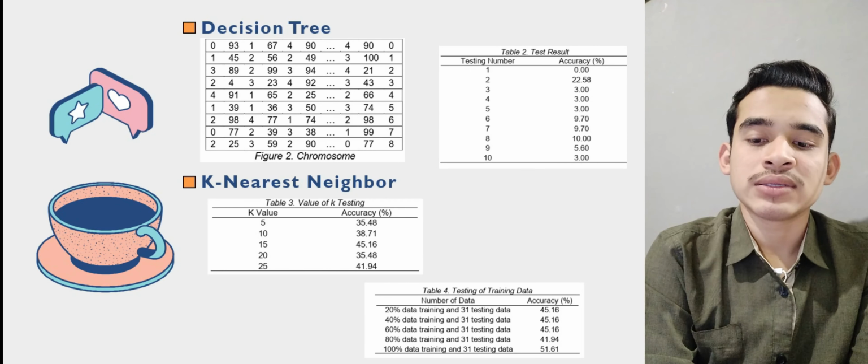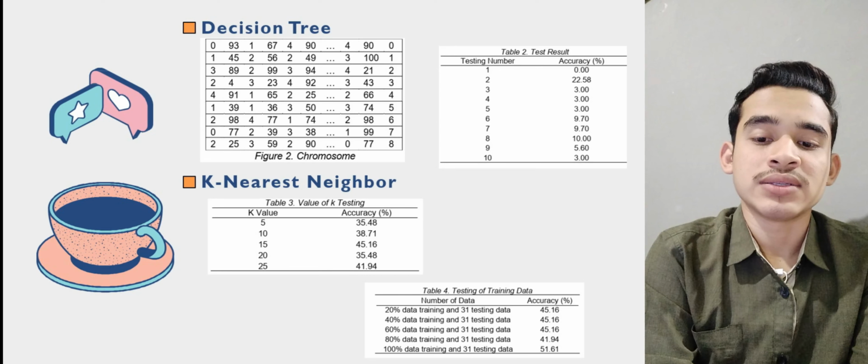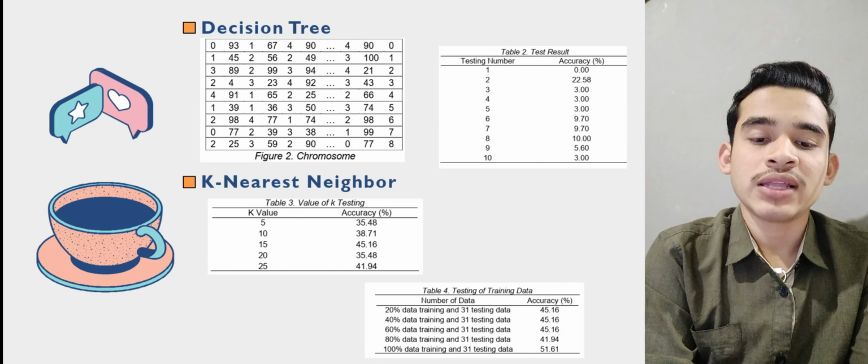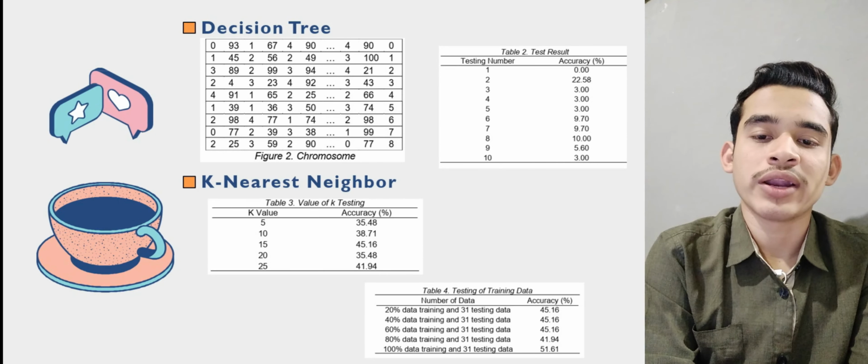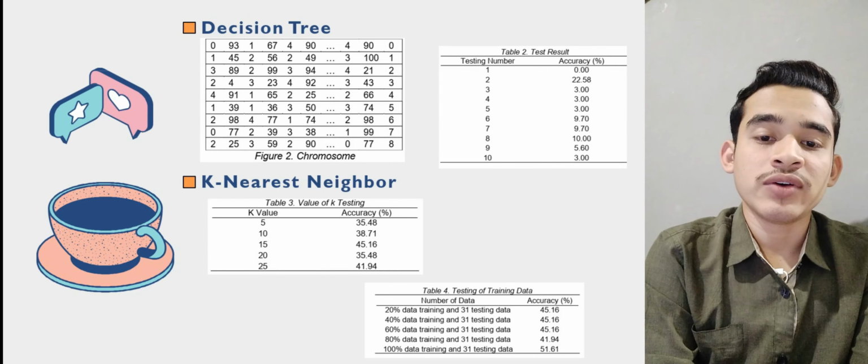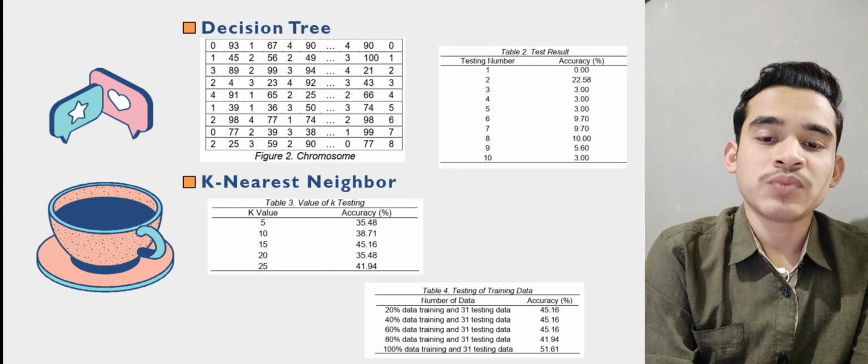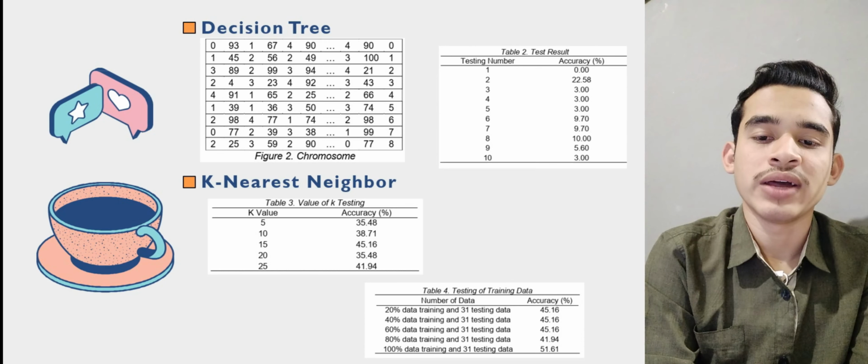The next step is using the data variance. Test data use multiples of 20% using K equal to 15. So the testing of training data in table 4 follows. The training data at 100% gives a maximum accuracy of 51.61%. This proves that using training data 100% has a better spread of data training and provides a better solution.